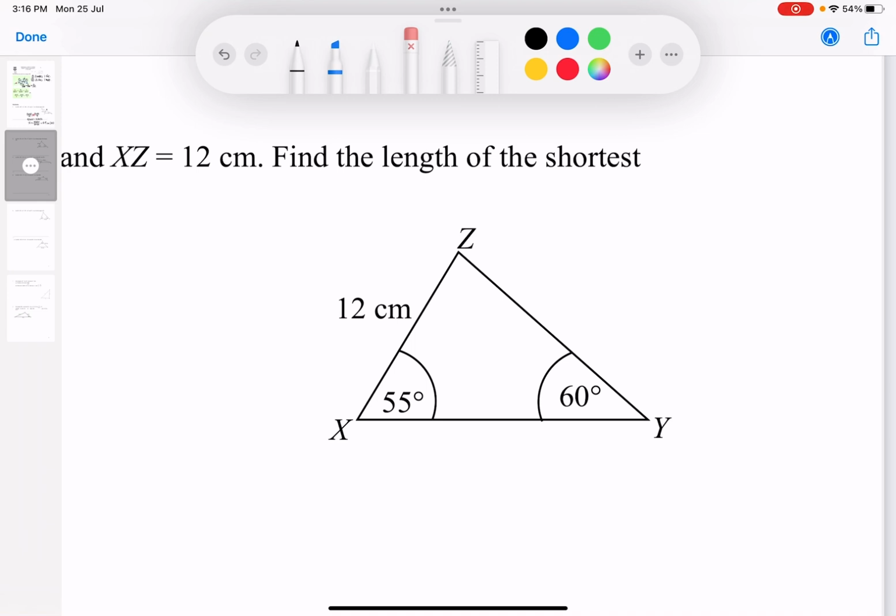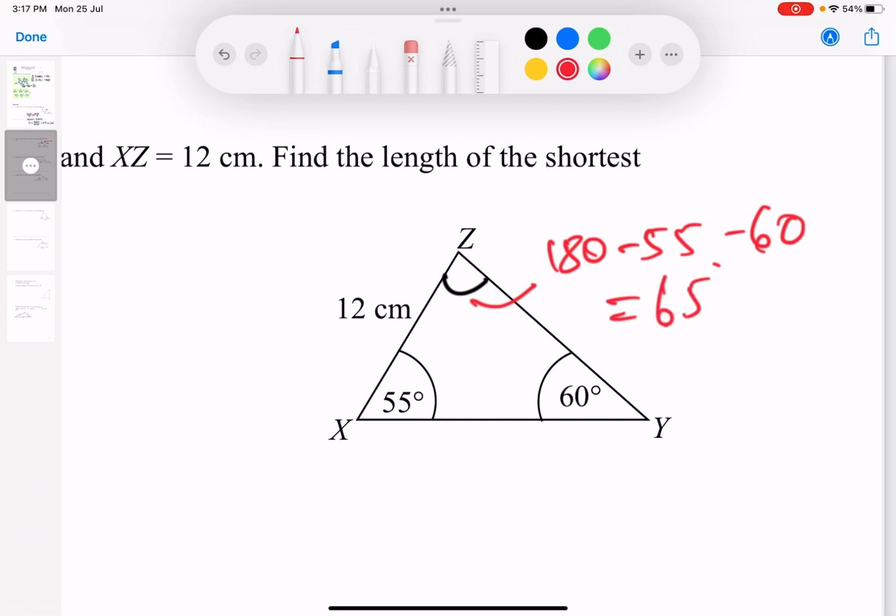But how do we know what this side is? Do we know what this side is? Could it be that this is the shorter side? We don't know yet, right? But can we find out what this angle here is? I want to remind you again that in a triangle, the sum of all the angles in a triangle adds up to 180. So if you want to find out this angle over here, you can take 180 minus 55 minus 60. So you will know that actually this angle here is 65 degrees.